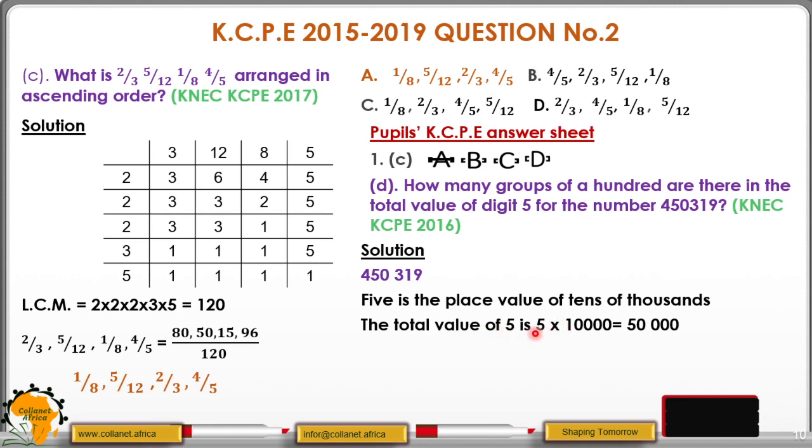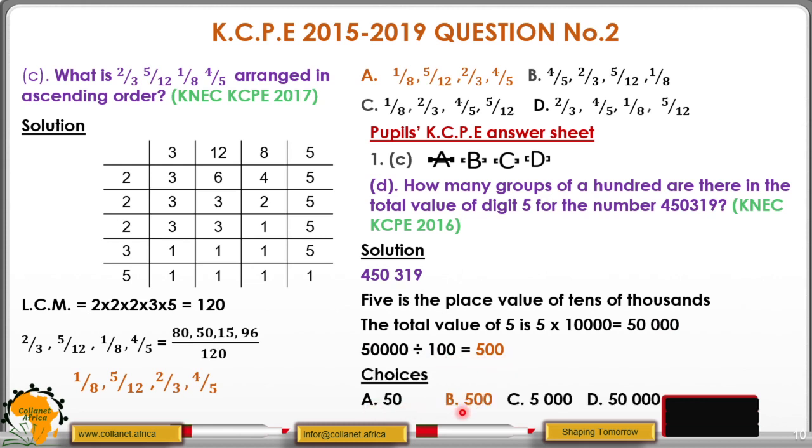So the total value is, you multiply the digit 5 by the tens of thousand, which is the place value, so you get 50,000. The question is asking how many groups of 100. So 50,000 divided by 100, you get 500. So 500 is the correct answer. So our choice is B.